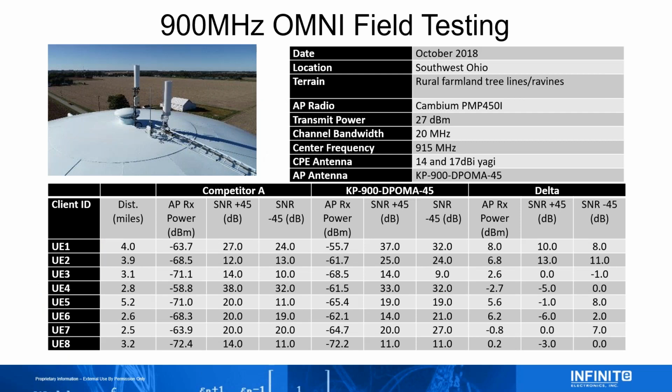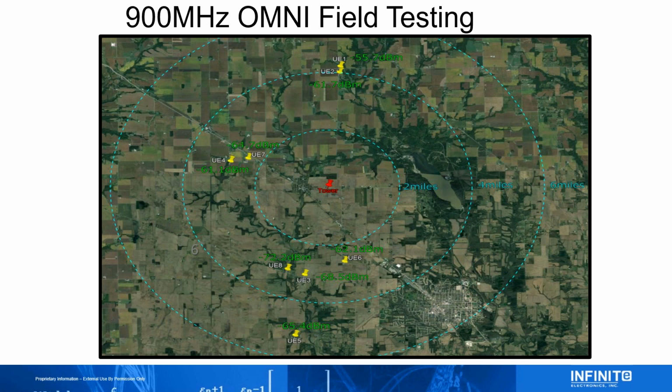So we did some great field testing. Here's rural Ohio, farmland, tree lines, ravines. We did some comparisons against a competitor. There's only one out there, so I'm just going to leave it as competitor A, and then the KP Omni. Then we looked at the delta, and we saw a massive increase in gain in some clients, and then a little decrease in one. But in reality, this antenna was still working great for them. They loved it. They were able to get out 5 miles with this one antenna and serve a number of different clients.